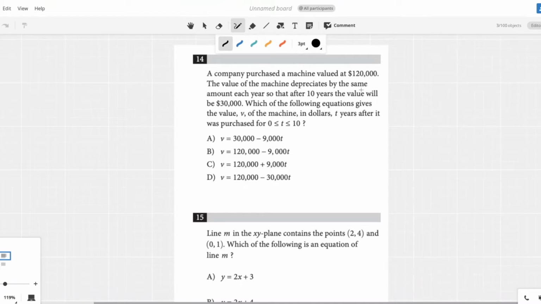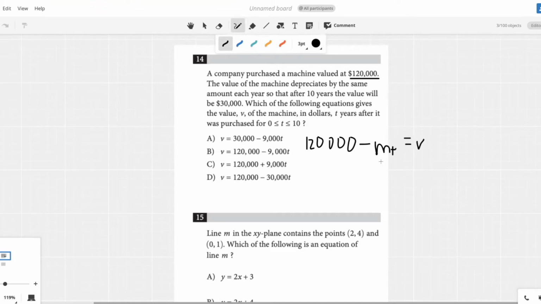So to start things off, let's start constructing an equation based on what we know. We know that the initial value is $120,000, so let's write that. And we know that after each year, it depreciates by the same amount. So this is basically saying that it's being decreased by a constant factor. And we don't know this constant factor, so we'll just write M for it. And this is equal to V.